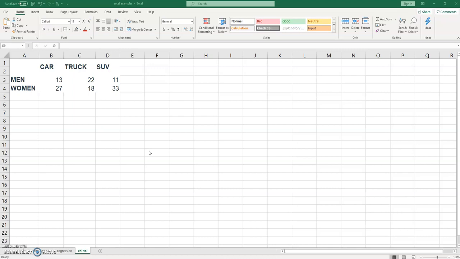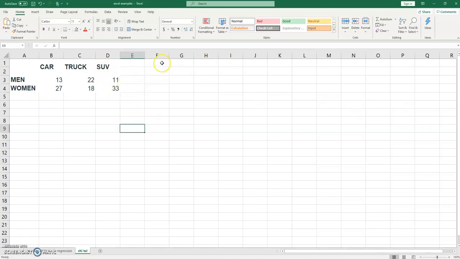So what you have here is a table that shows the observed frequencies for certain outcomes. Now I have two variables, the type of vehicle and sex. Type of vehicle takes three levels here, or categories: car, truck, and SUV. And then sex takes two levels, men and women. In each of these cells, you see the number of people who chose a particular option. So 13 men chose a car, 22 men chose truck, 11 chose SUV, 27 women car, 18 women truck, and, excuse me, 33 women SUV.